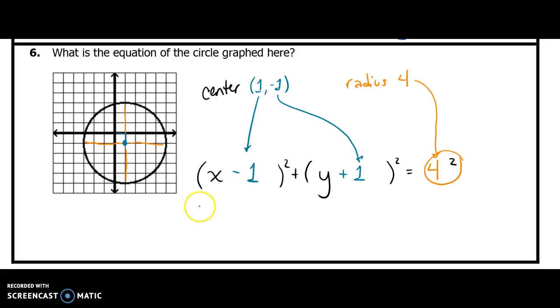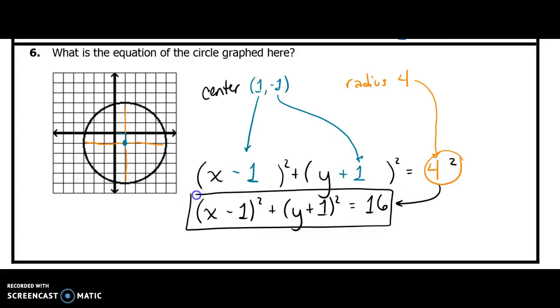Since this was multiple choice, I just needed to rewrite it in the form that their answers looked like. So instead of saying 4 squared, simply say, well, 4 squared equals 16. So we wrote that there, and that's our final answer.